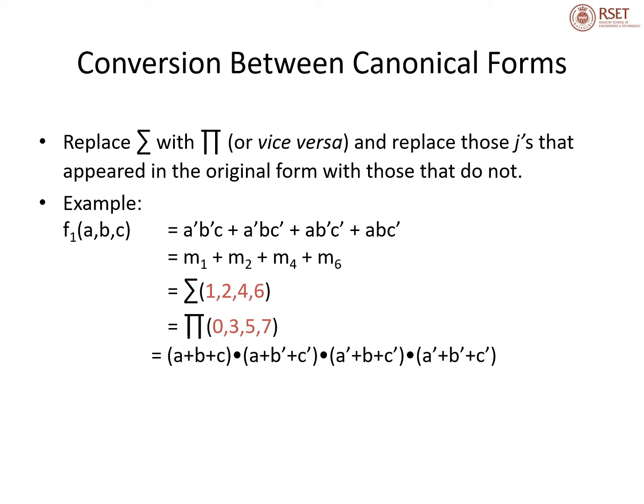Now we have a conversion between the canonical forms. When you replace sigma with pi or vice versa, replace those j's that appeared in the original form with those that do not appear. So we could see that for the function f1, the minterms are m1, m2, m4 and m6, sigma 1, 2, 4, 6, and what is left out is 0, 3, 5, 7. So for the pi you have to take 0, 3, 5, 7. So we can see that the function is represented in these two canonical forms.